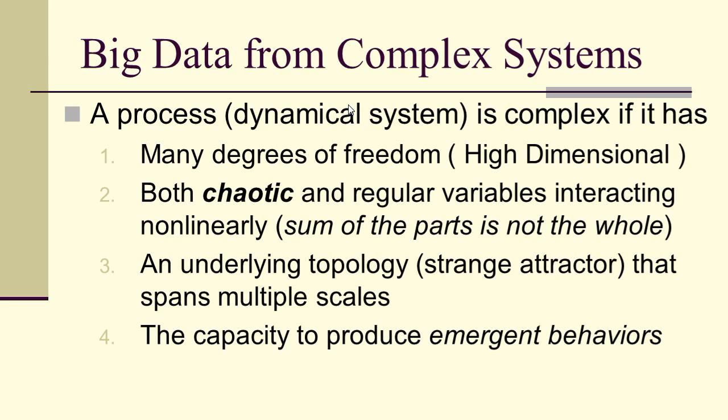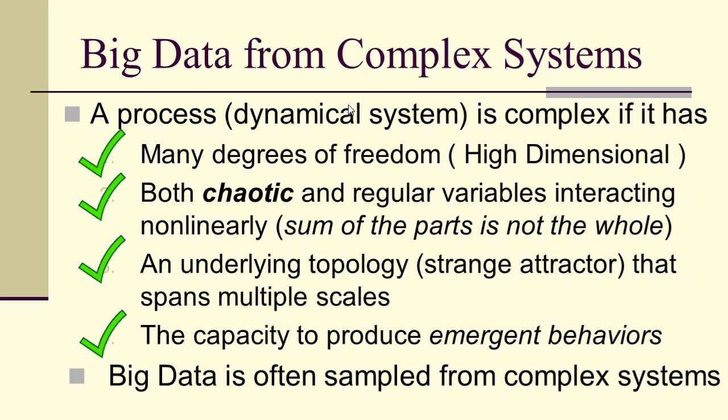So again, what is a complex system? Big data tends to come from complex systems: many degrees of freedom, chaotic and regular variables, an underlying topology, a strange attractor that's multiscale, and the ability to produce emergent behaviors. And of course, big data is what we tend to get from these complex systems.